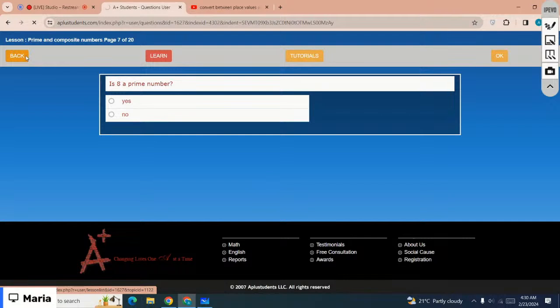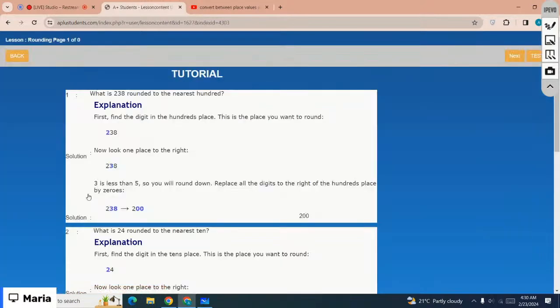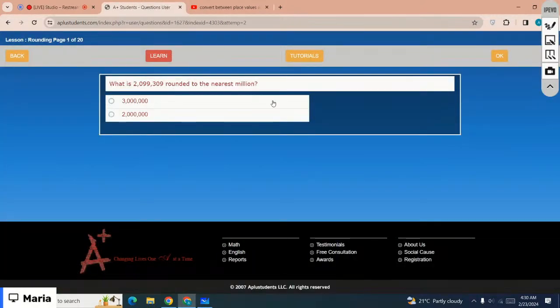Let me just move on to the next lesson, and the next lesson is rounding, right? Let's just see how we round off numbers. Okay, let's just start with the test questions. What is 2,099,309 rounded to the nearest million? Which is the correct option? In the question you have to round it to the nearest million, right?